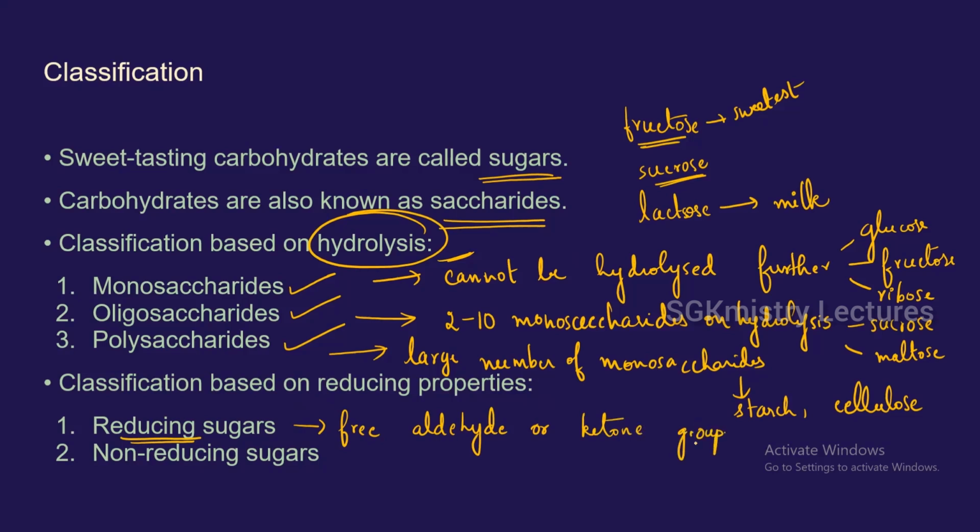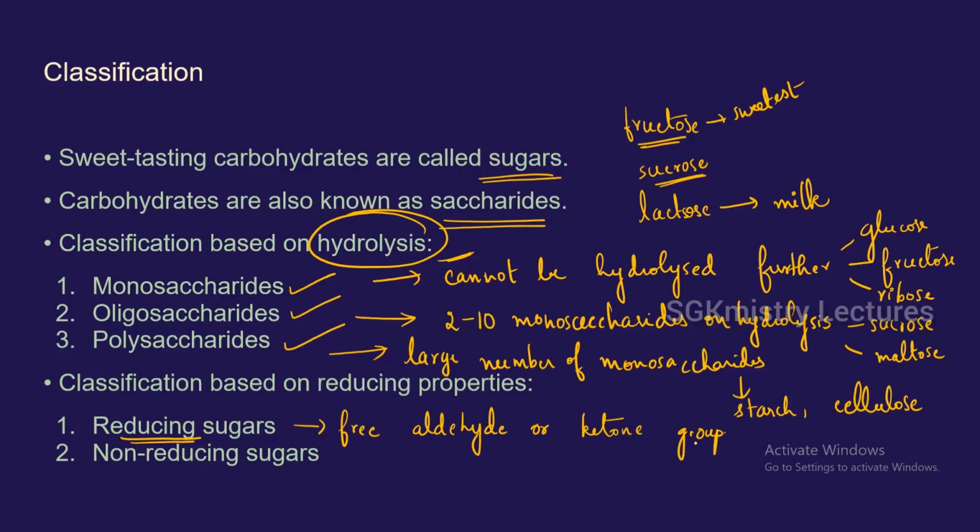Okay, they have a free aldehyde or ketone group. Now, in the aldehydes and ketones chapter, I have explained that aldehydes and ketones reduce the Fehling solution and also the Tollens reagent, right? So these particular reducing sugars, since they have a free aldehyde or free ketone group, can also reduce the Fehling solution or the Tollens reagent. They give a positive test with Fehling solution as well as the Tollens reagent. So they are called reducing sugars.